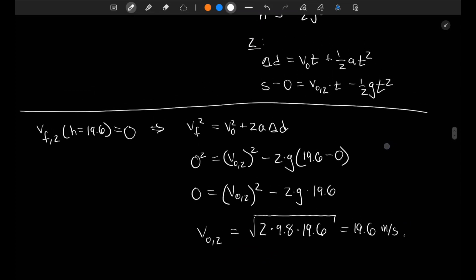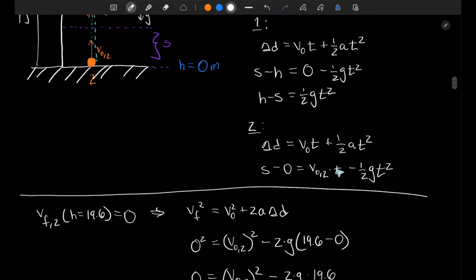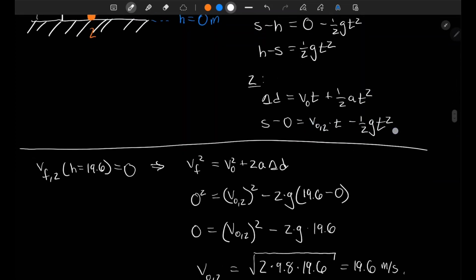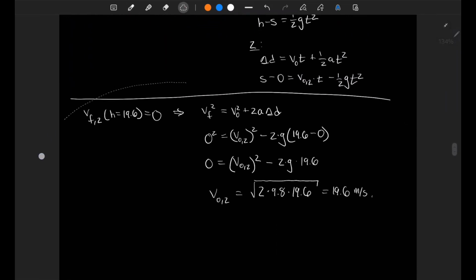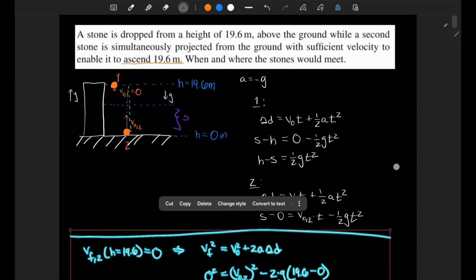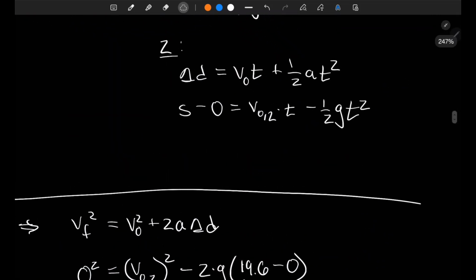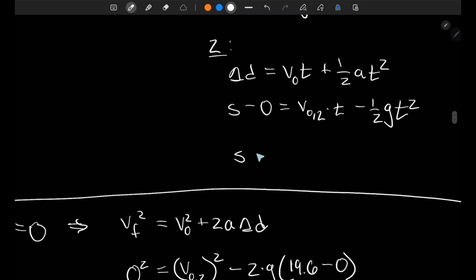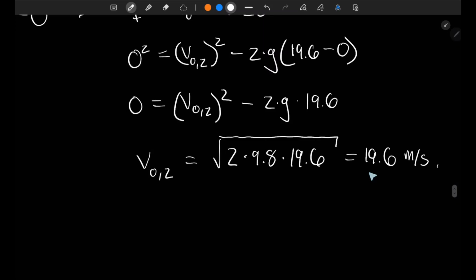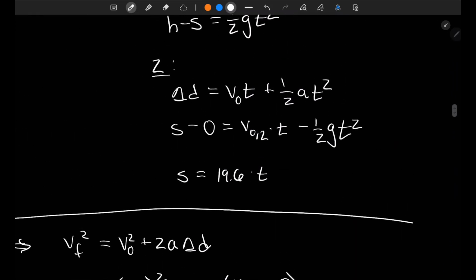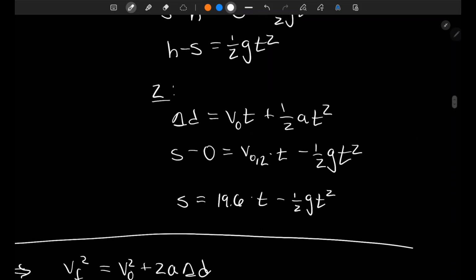Then we can plug this back into this formula here. Let me move all of this down slightly, and we can rewrite this as S is equal to 19.6 times time, because we found the initial velocity to be 19.6 meters per second. So this is S is equal to 19.6 times time minus 1/2 gt squared. Okay.